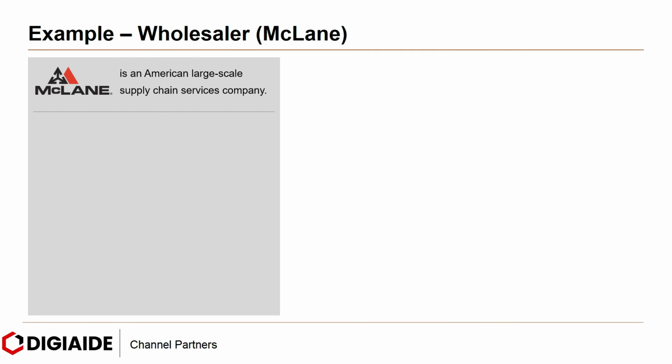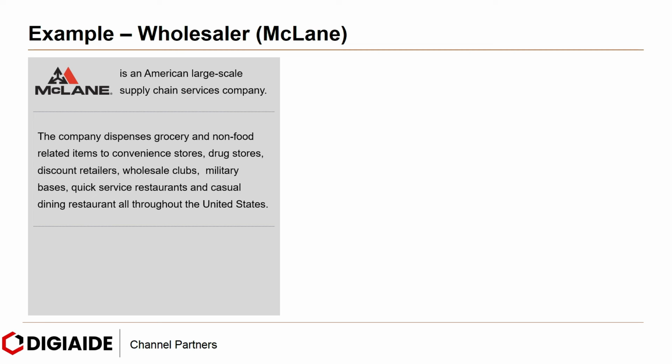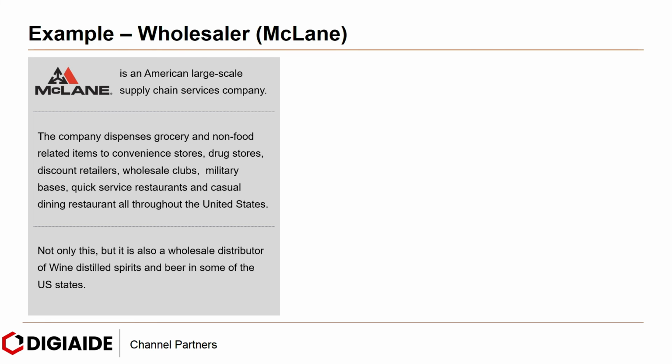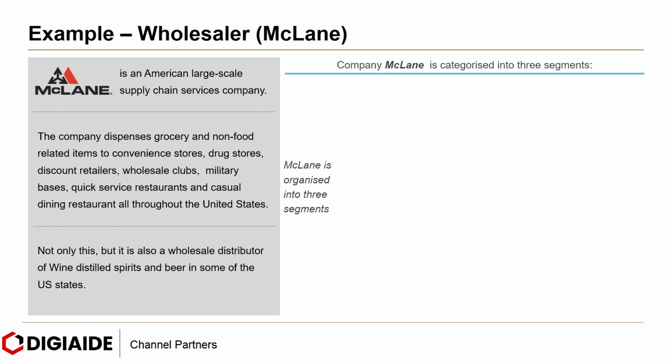Now moving on to an example of a very famous wholesaler, McLane. McLane is an American large-scale supply chain services company. The company dispenses grocery and non-food related items to convenience stores, drugstores, discount retailers, wholesale clubs, military bases, quick service restaurants, and casual dining restaurants all throughout the United States. Not only this, but it is also a wholesale distributor of wine, distilled spirits, and beer in some of the US states. McLane is organized into 3 segments.